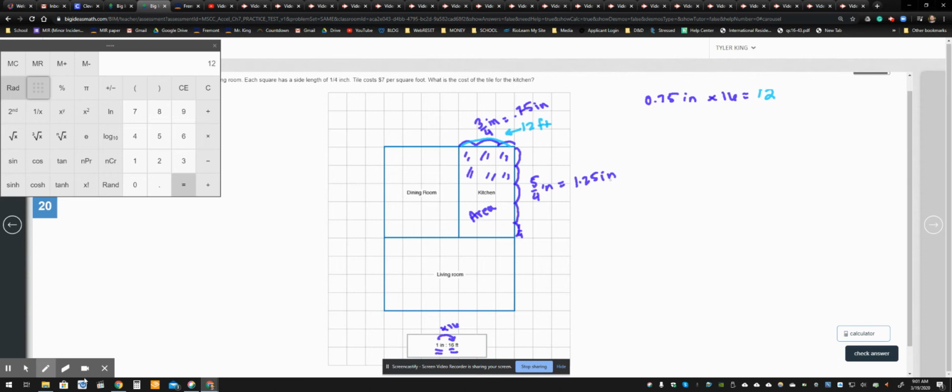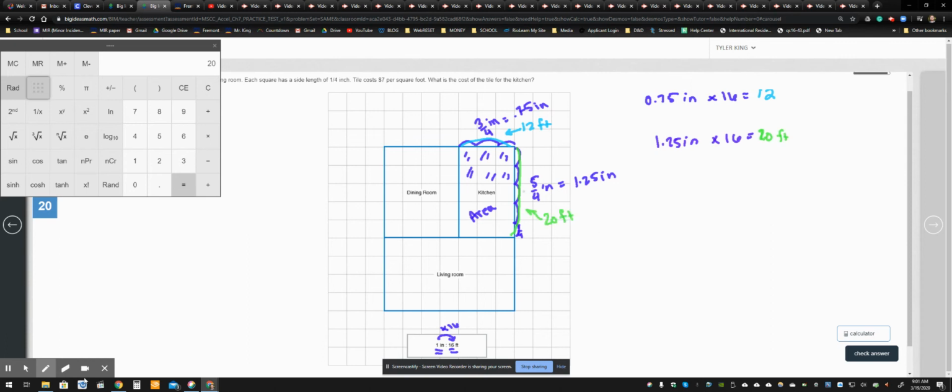Now for this next one, we're going to do 1.25 inches times 16 in order to find out the length of this. So taking our calculator, we have 1.25 times 16. It's going to give us 20. So we know that for the long side of our kitchen, that's going to be equal to 20 feet.